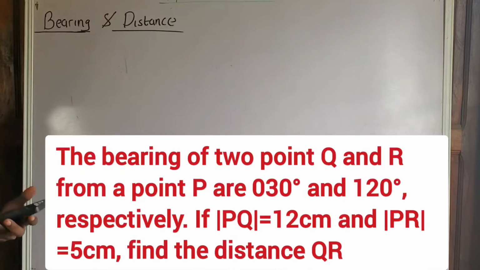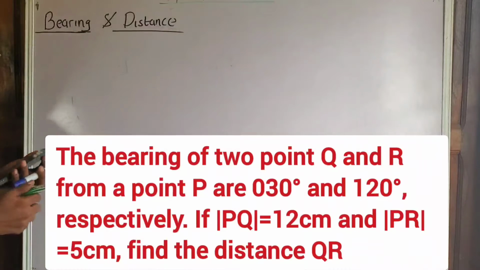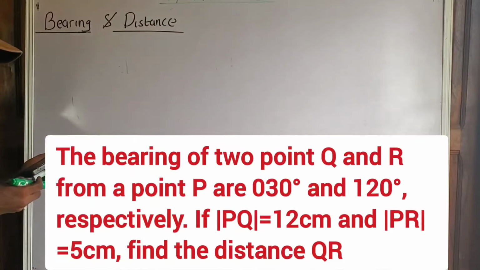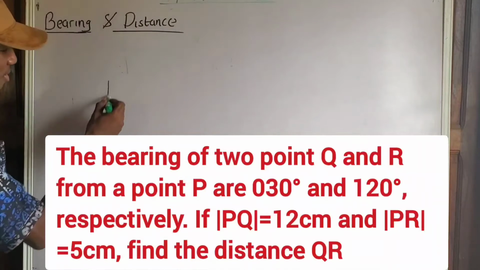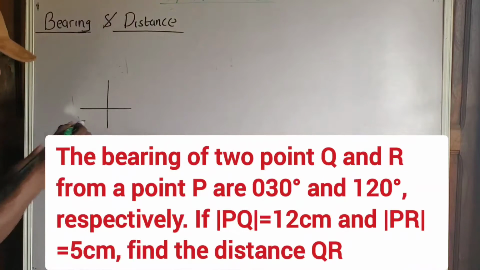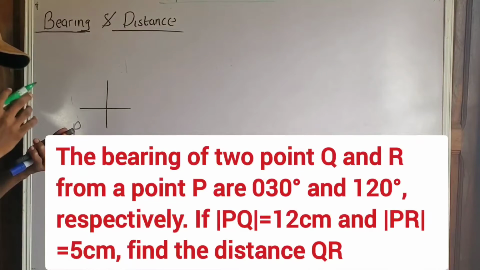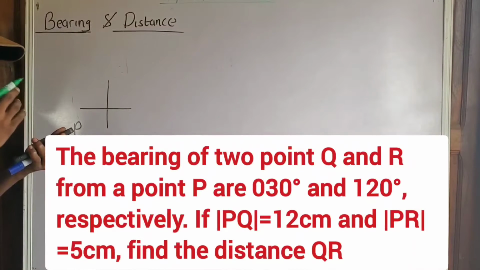Okay, you see in bearing, you first have to draw out the diagram. So let's start by drawing the diagram. The bearing of two points Q and R from point P. So let's first draw the P. This is point P.